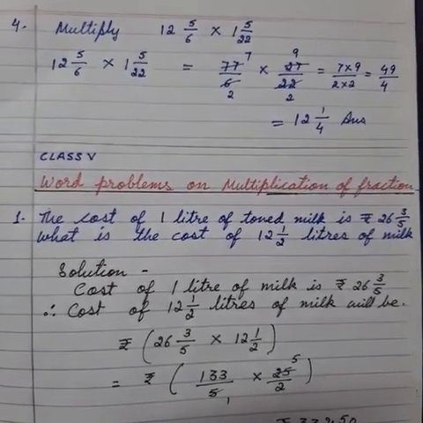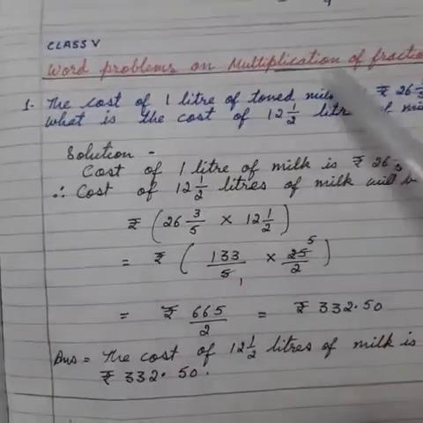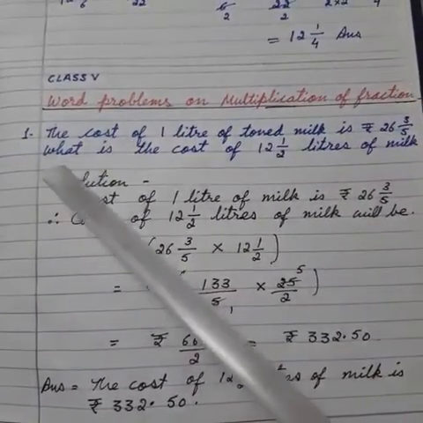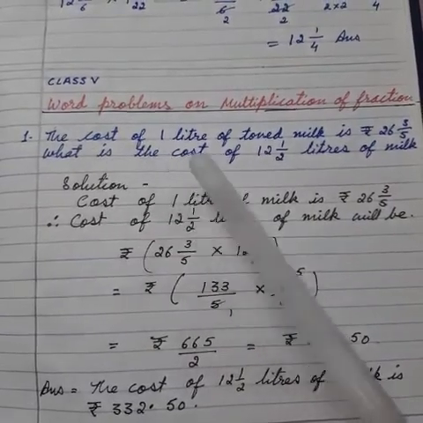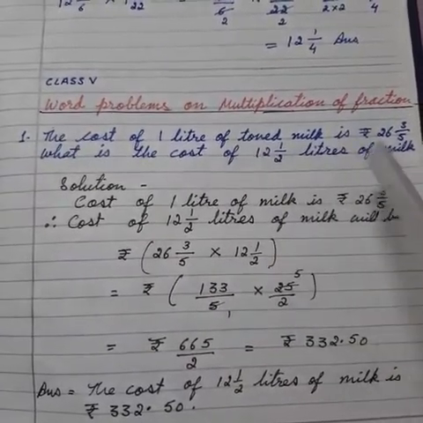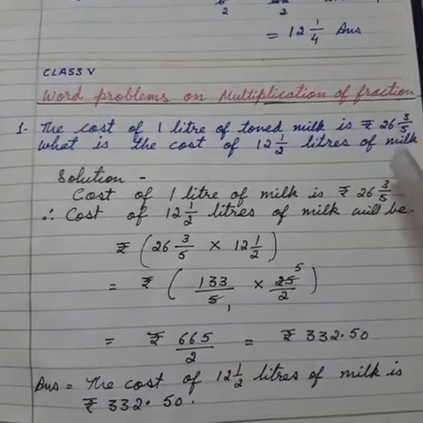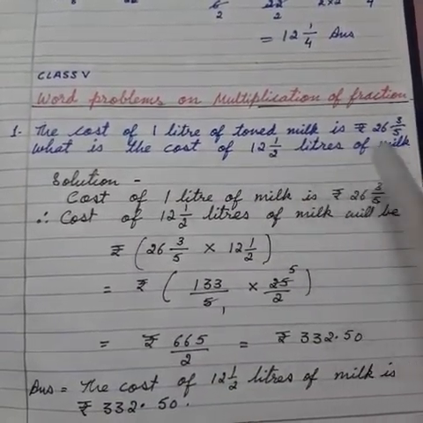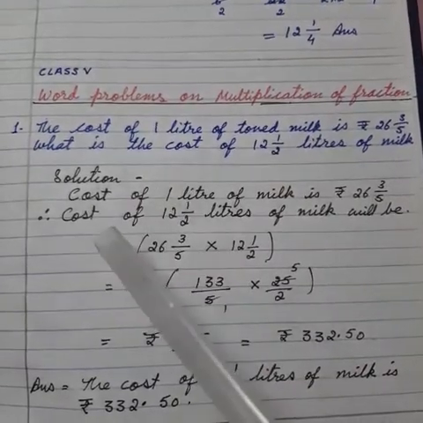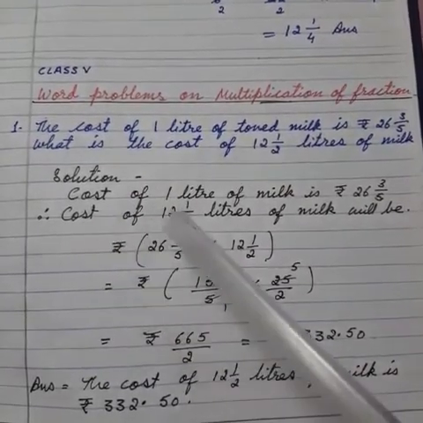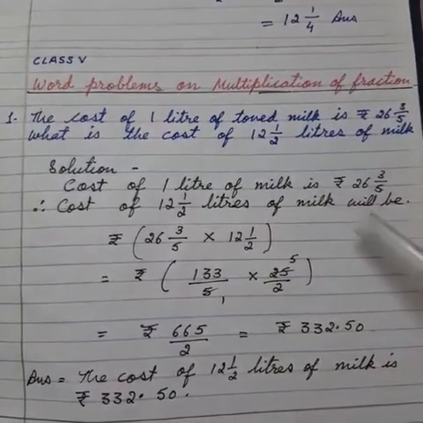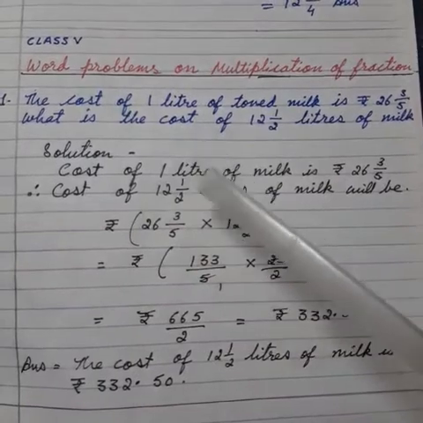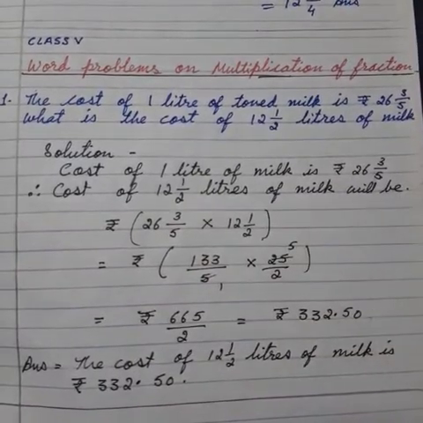Now the next topic is word problems on multiplication of fractions. Here, students, we have a question like: the cost of 1 liter of toned milk is rupees 26 upon 5. What is the cost of 12 1 upon 2 liters of milk? So we need to write the statements. Cost of 1 liter of milk is rupees 26 upon 5. Therefore, the cost of 12 1 upon 2 liters of milk will be.